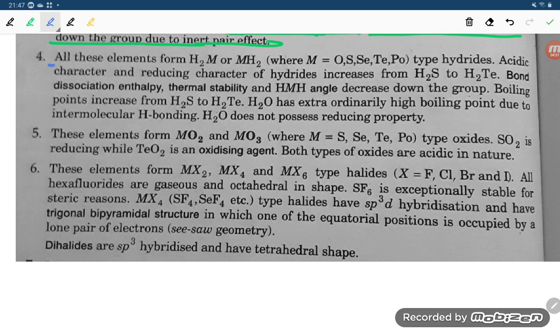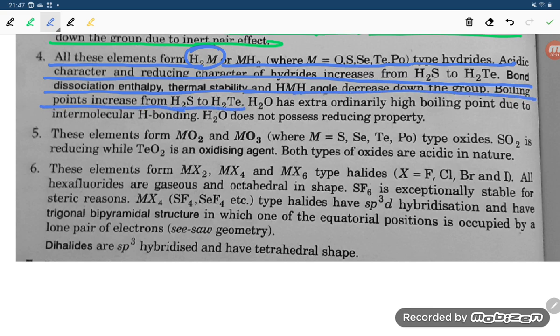Next point: all these elements form H2M type hydrides. Acidic character and reducing character of the hydrides increase from H2S to H2Te. Bond dissociation enthalpy, thermal stability, and H-M-H angle decrease down the group. Boiling point increases from H2S to H2Te. H2O has an extraordinarily high boiling point due to intermolecular hydrogen bonding. H2O does not possess reducing properties.